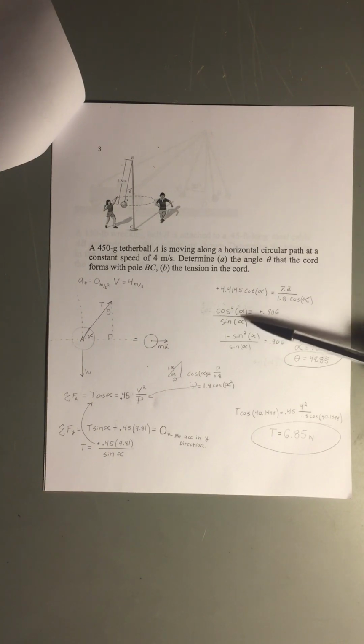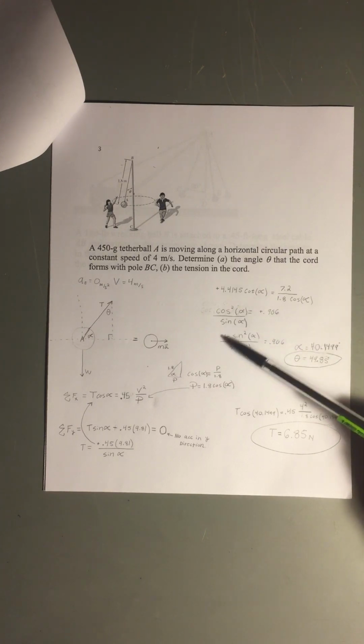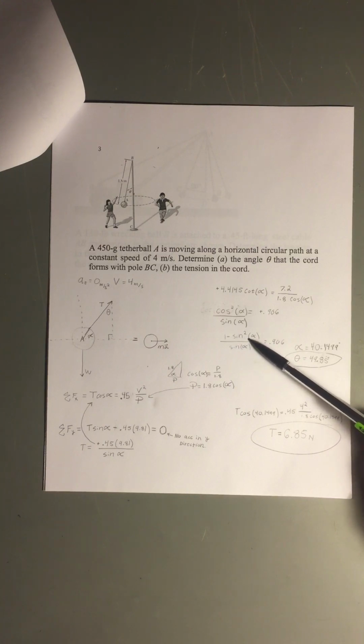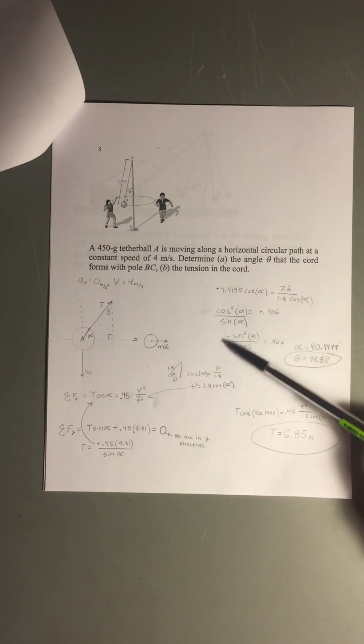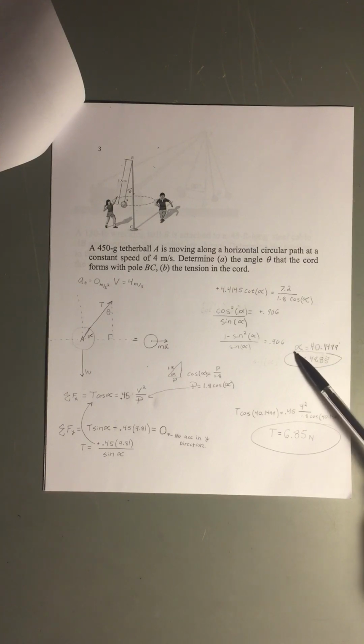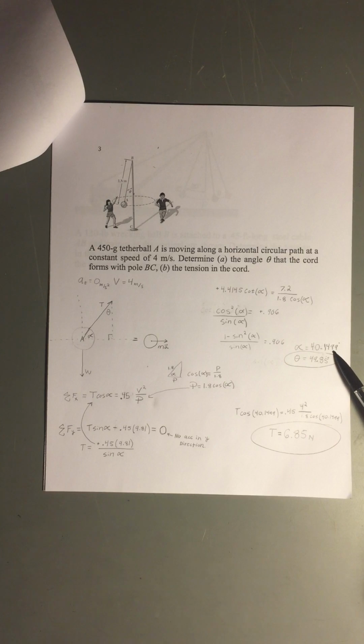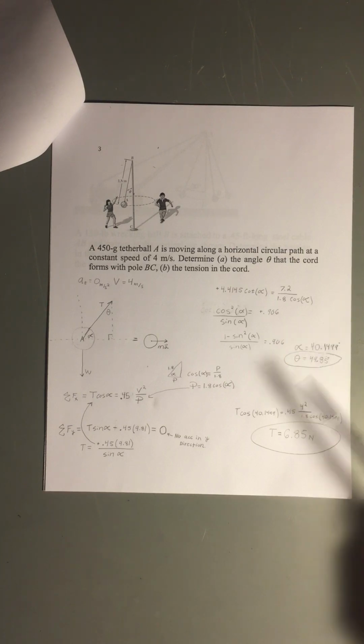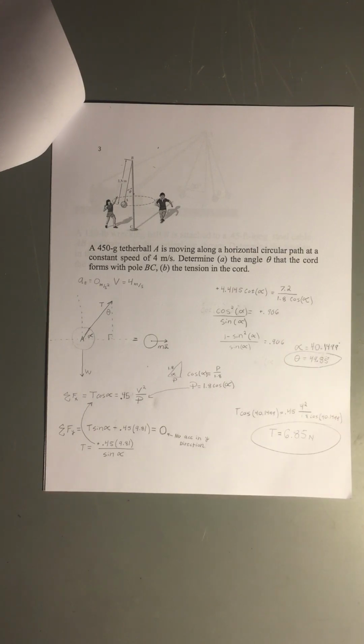And then rearranging this equation, we know that cosine squared alpha over sine alpha equals 0.906. And then using a trig identity, we can turn the top of this equation into 1 minus sine squared alpha. And then continuing to solve this, we can come up with an angle for alpha of 40.1499 degrees.